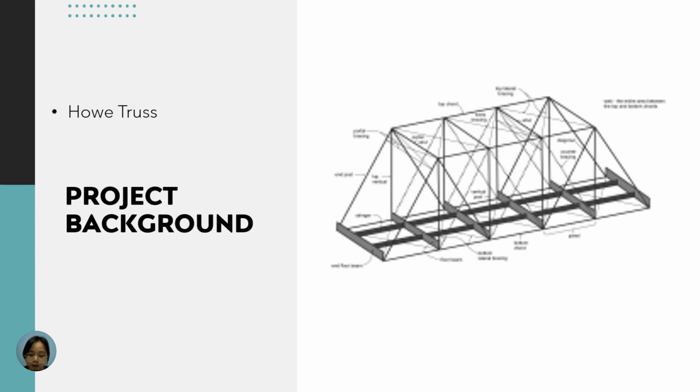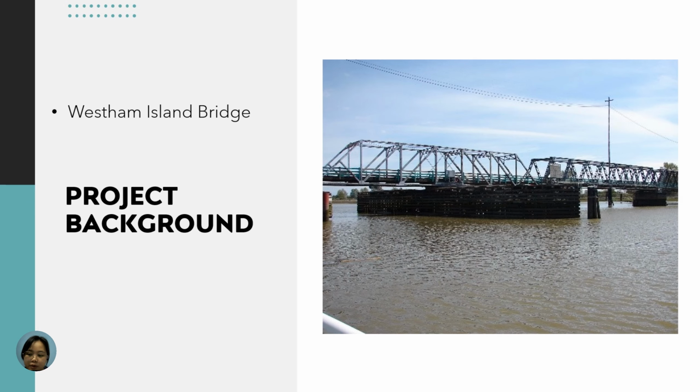Next is the project background. In our design, we have chosen the Howe truss, which is strong enough since the structure can balance compression and tension, and the bridge does not need to withstand a disproportionate weight. West Ham Island Bridge is our inspiration. It is a partially single-lane deck truss located in Delta, Canada.